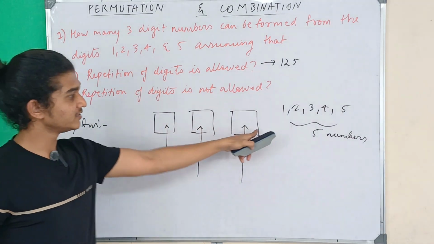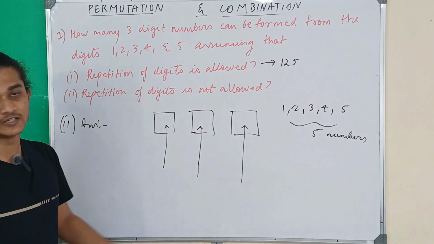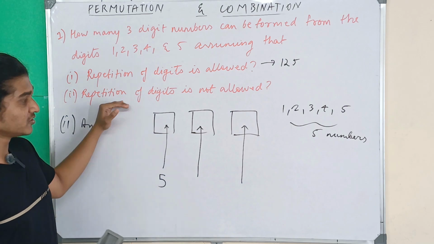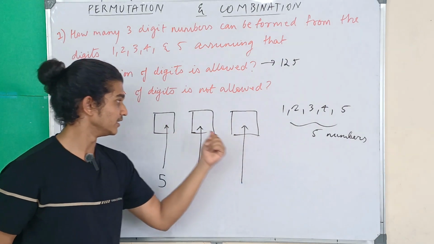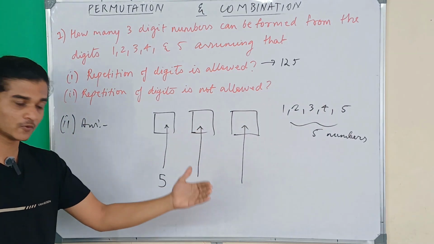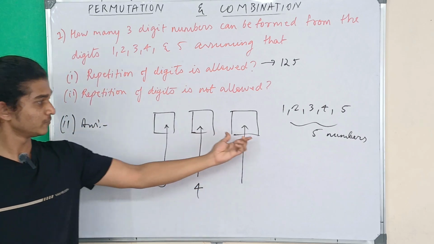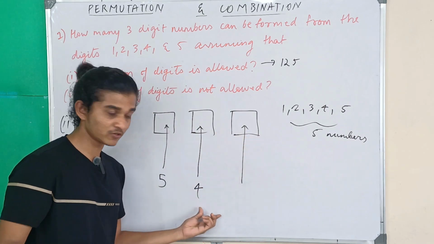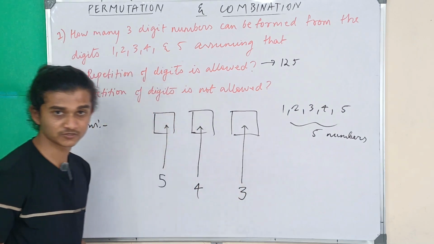So you have to create a 3-digit number, and you have 5 numbers. In the first box, you're going to put all the 5 numbers. And since repetition is not allowed, you're going to deduct one number in this box. So instead of writing 5, you're going to reduce by 1 and write 4 over here. And here you have already used 4 of the digits, so you're going to deduct one more and write it over here. So you're going to use 3 more numbers.